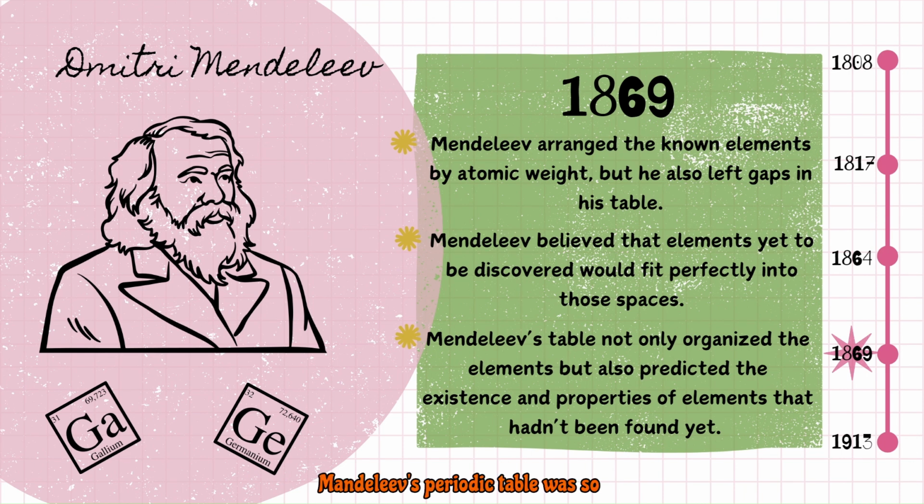Mendeleev's periodic table was so powerful because it not only described the elements we knew, but it also predicted those we hadn't found yet. But the story didn't end with Mendeleev.